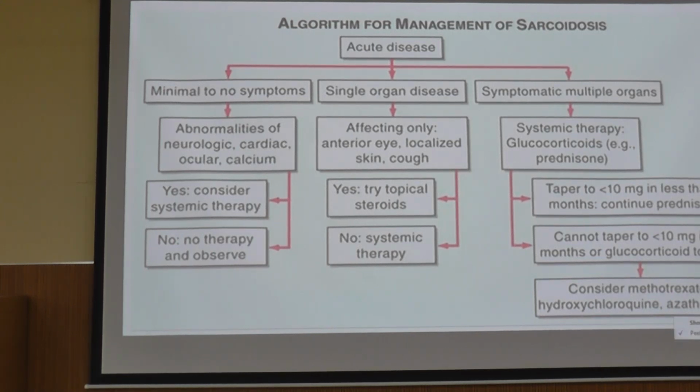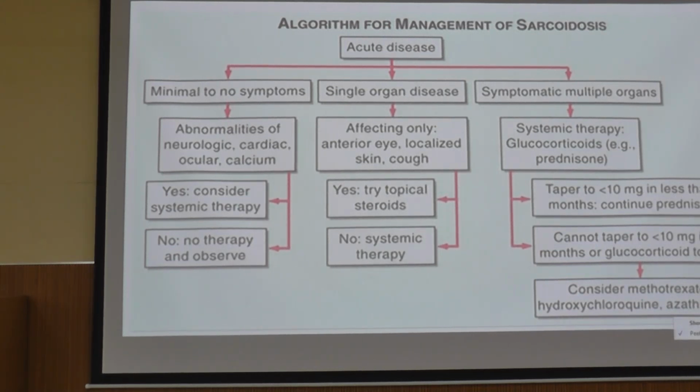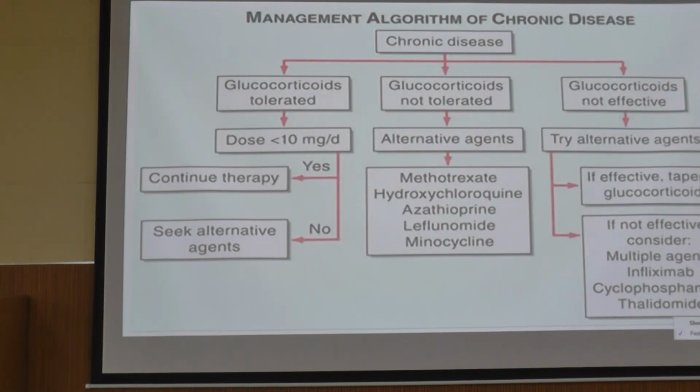If it is multiple organ involvement, then definitely we need to give glucocorticoids, particularly prednisone is the one we use, and you taper to less than 10 milligrams in 6 months. Then, if they are not tolerating the steroids, only then are you going to put them on an alternate. The commonest one is methotrexate, or you can use azathioprine along with hydroxychloroquine. Any one of the drugs you can use.